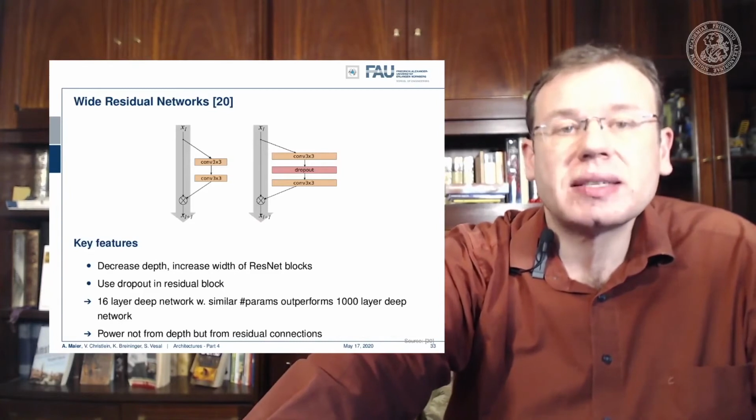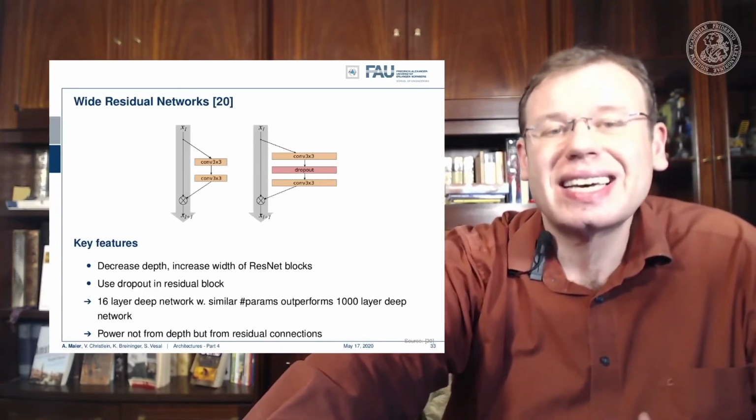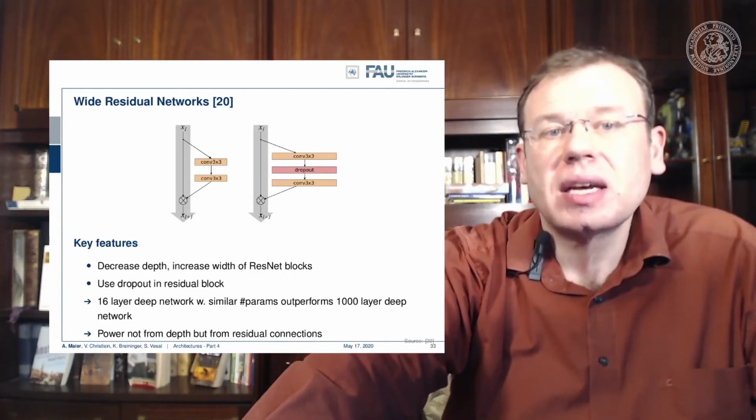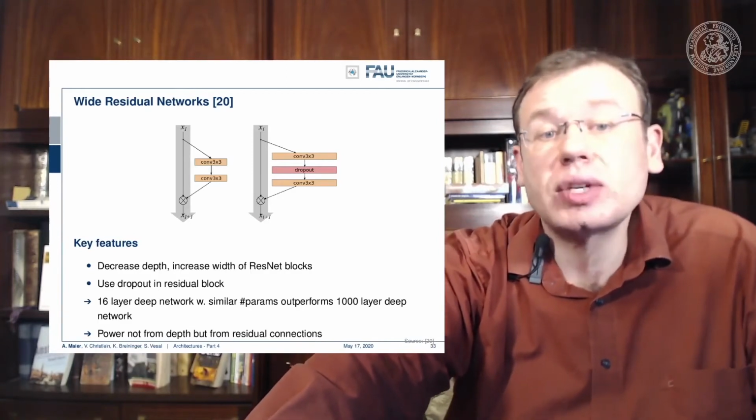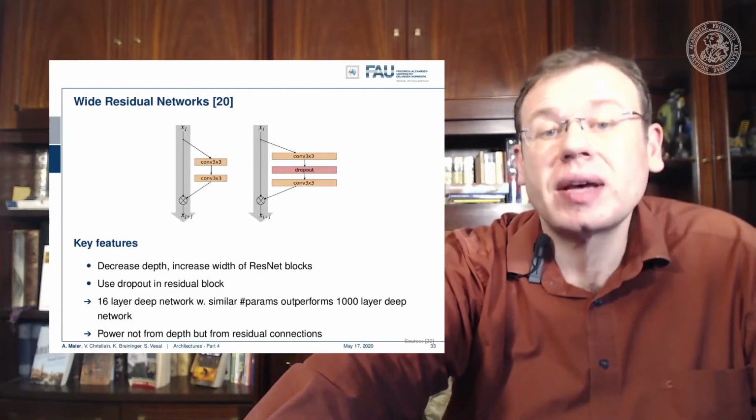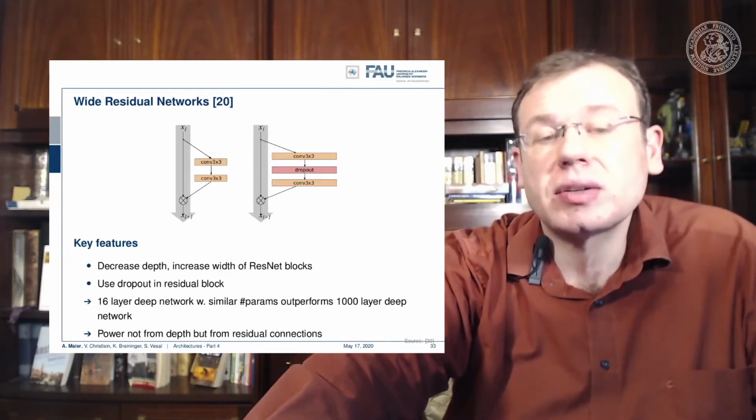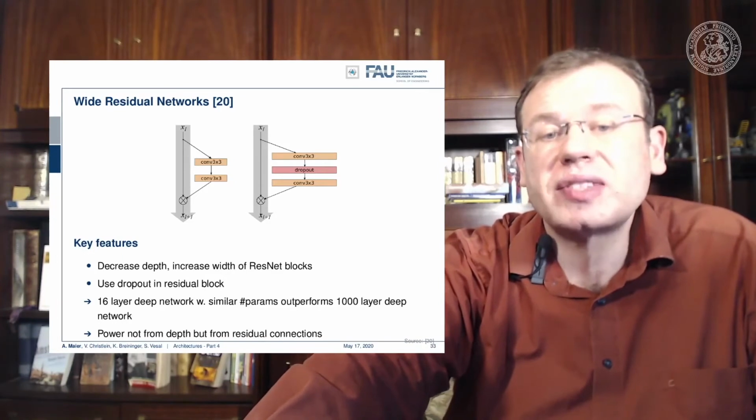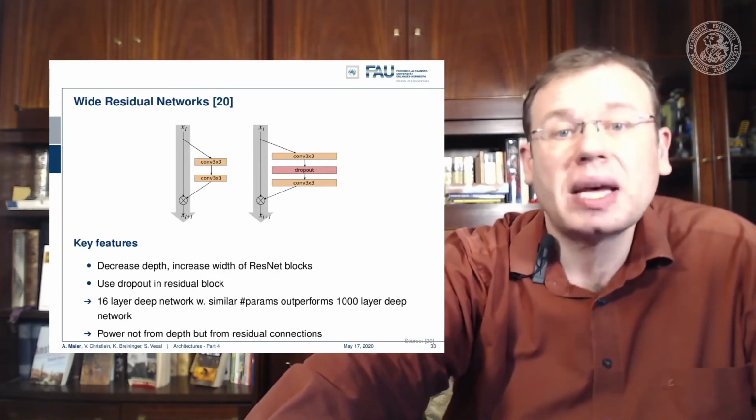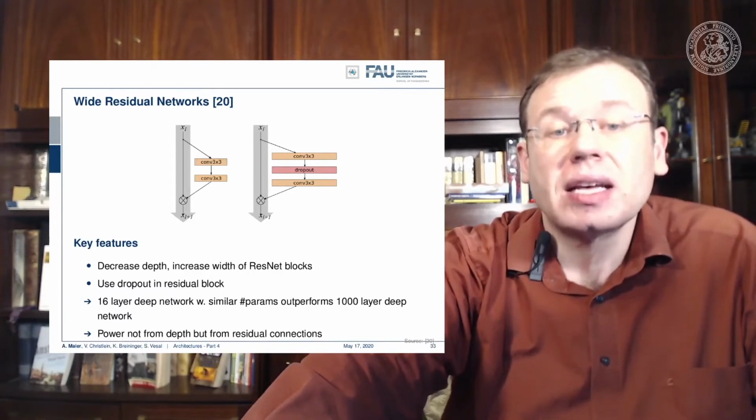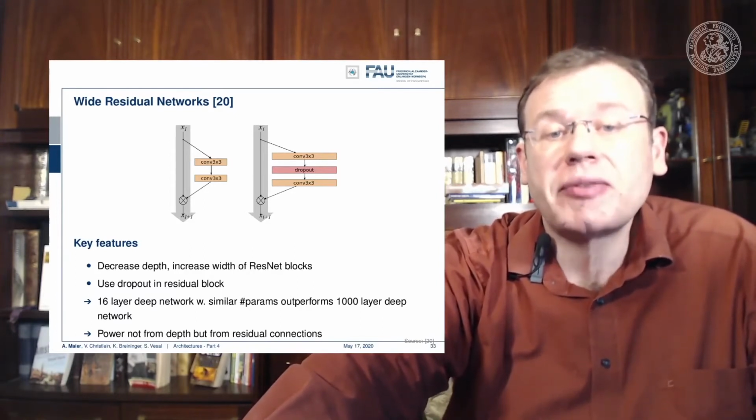One thing that we've seen quite successfully is increasing the width of the residual networks. So there's wide residual networks, they decrease the depth, but they increase the width of the residual blocks. Then you also use dropout in these residual blocks, and you can show that a 16-layer deep network with similar number of parameters can outperform a 1,000-layer deep network. So here the power is not from depth, but from the residual connections and the width that's introduced. And there is very little theory behind the best solutions that we have at the moment.